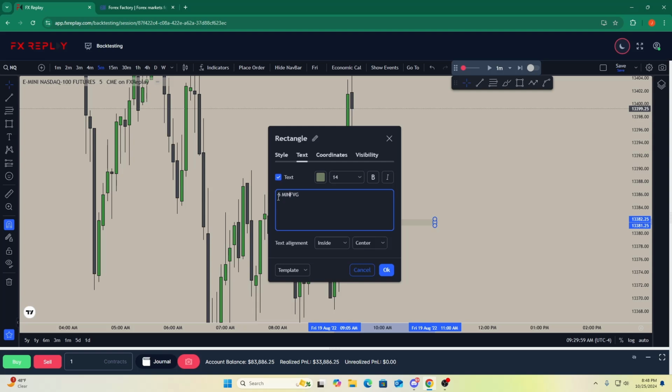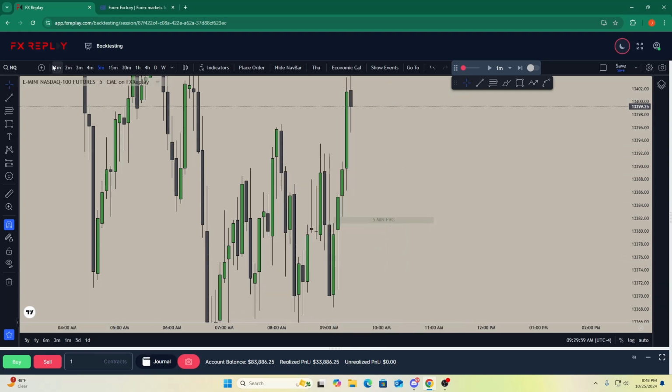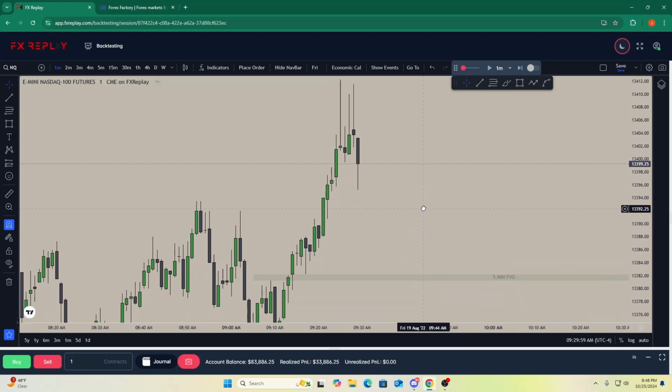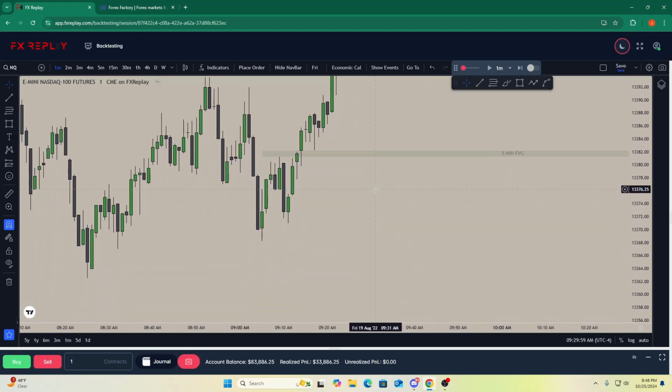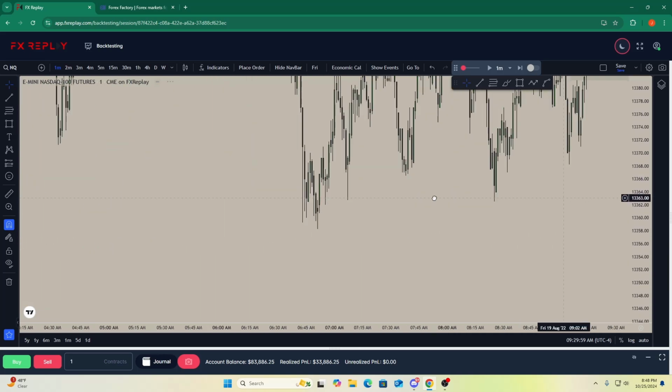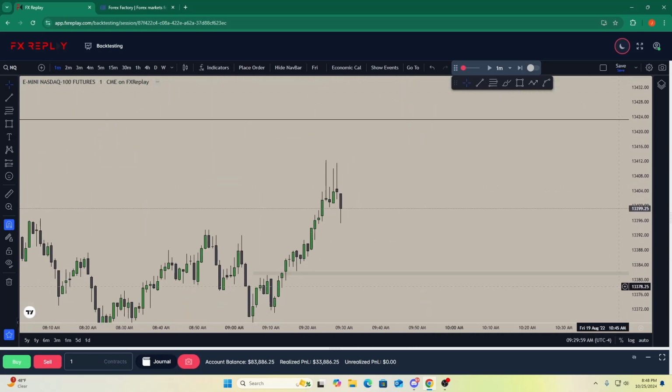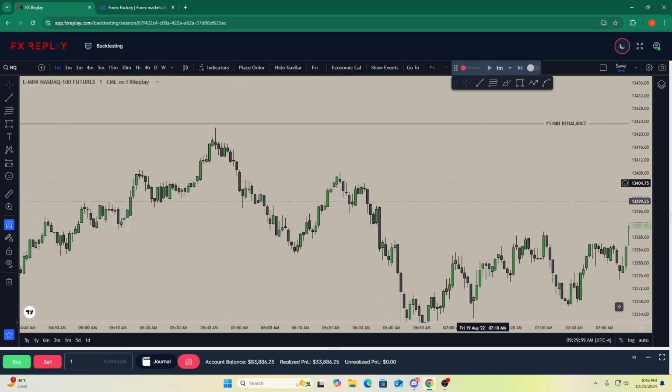Really look for another long here. Definitely have to trade lower. Okay. Equal highs here.